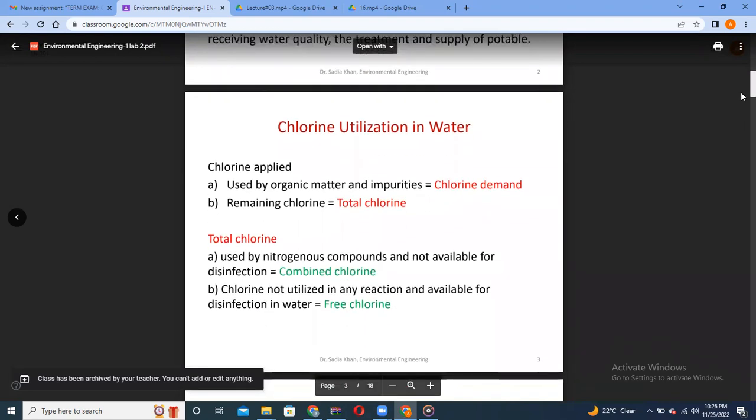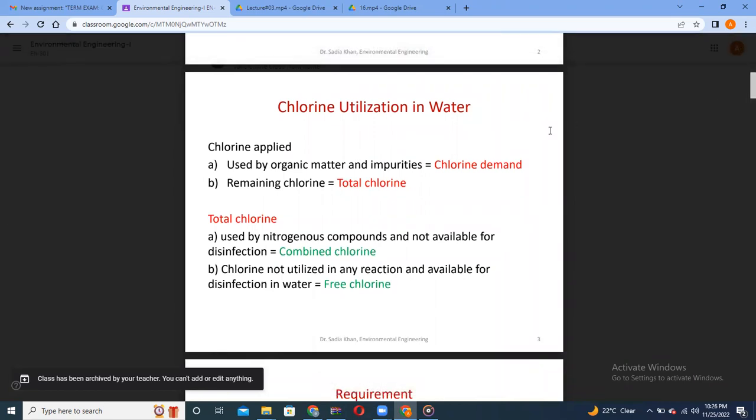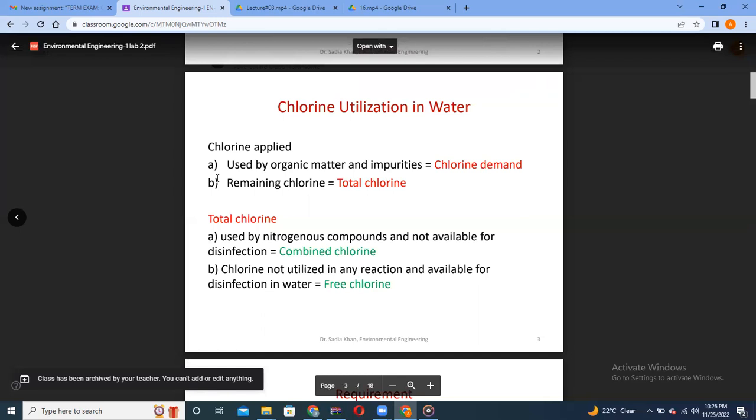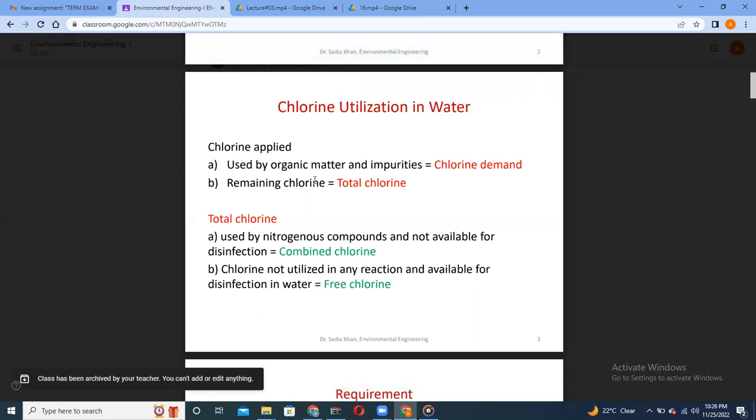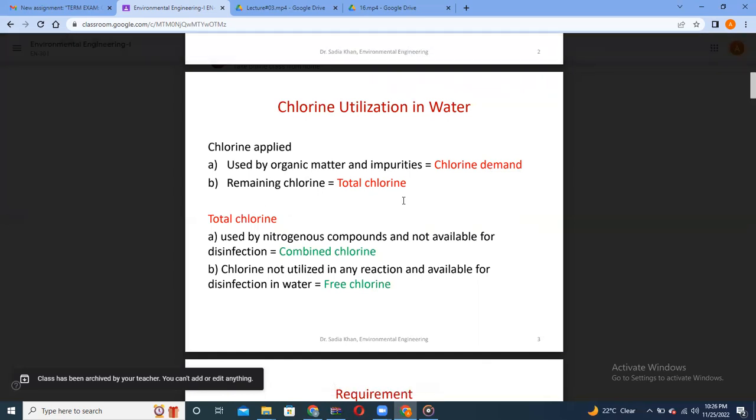First, on the other hand, we have chlorine utilization in water, how the chlorine is absorbed by water, and how the water is treated using chlorine treatment. So chlorine is used up by organic matter and impurities. Chlorine demand and remaining chlorine is total chlorine. So first we'll discuss what is total chlorine.